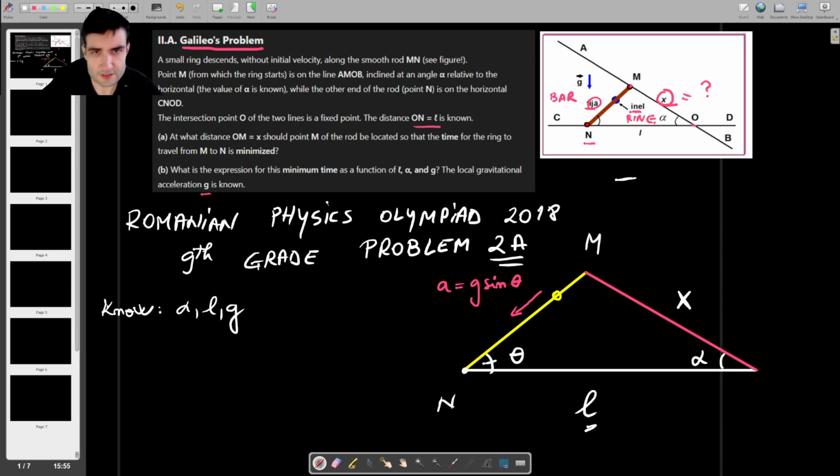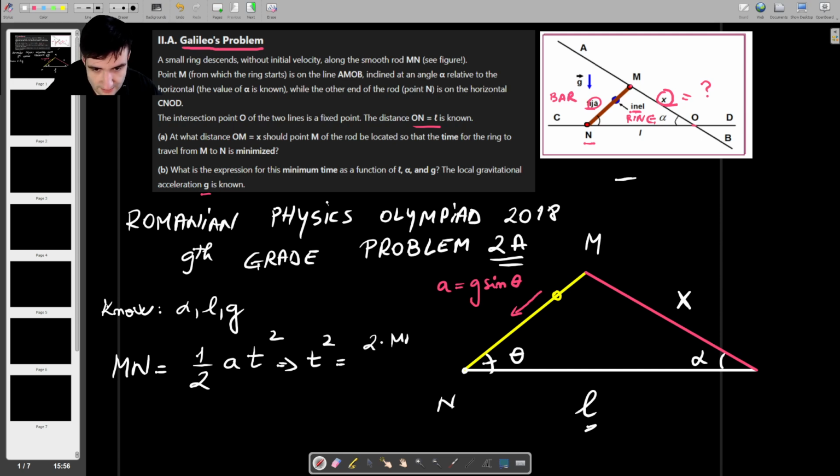So let's first think about this time that we have to find. We know that this ring is sliding from M to N, so it doesn't have any initial velocity or anything like that. So we can write that MN is equal to 1/2 times the acceleration times t squared, right? This comes from the SUVAT equations, or however we want to call them. We can rearrange this to find the time, or time squared. So this is 2 times MN over a.